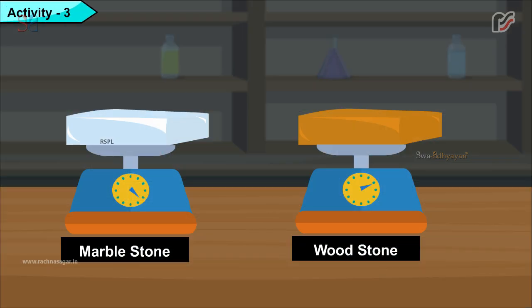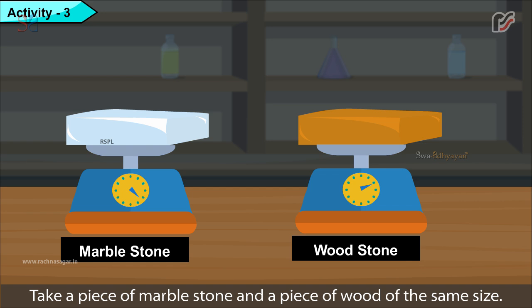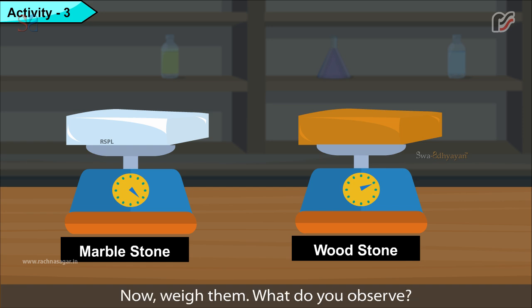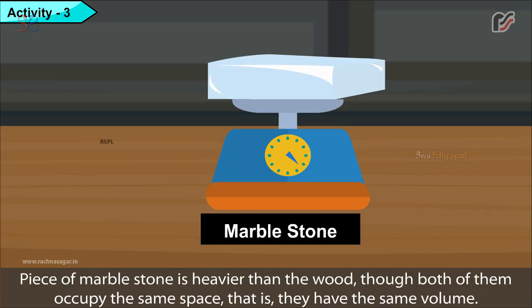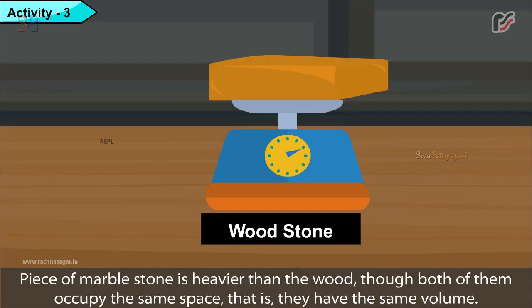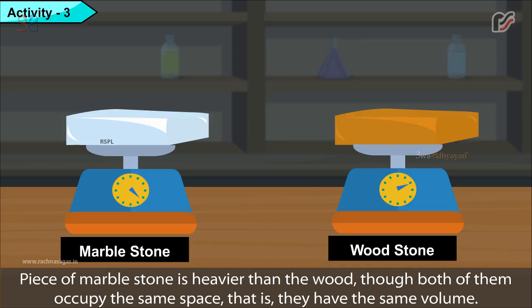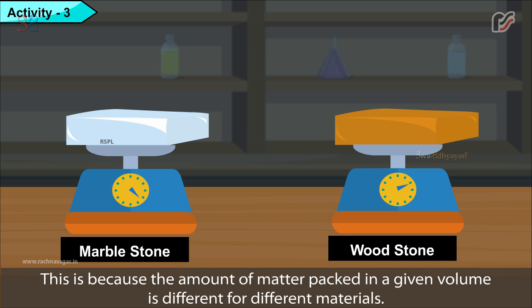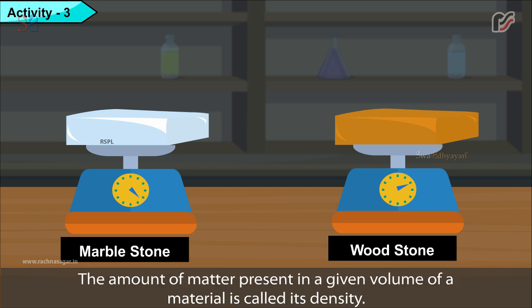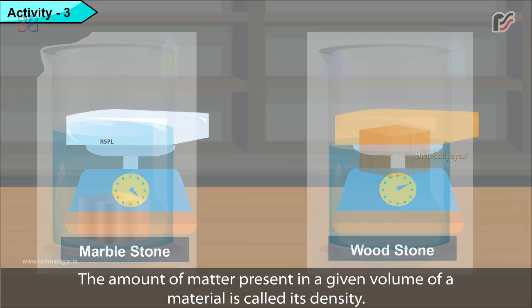Activity 3. Take a piece of marble stone and a piece of wood of the same size. Now, weigh them. What do you observe? Piece of marble stone is heavier than the wood, though both of them occupy the same space, that is, they have the same volume. This is because the amount of matter packed in a given volume is different for different materials. The amount of matter present in a given volume of a material is called its density.